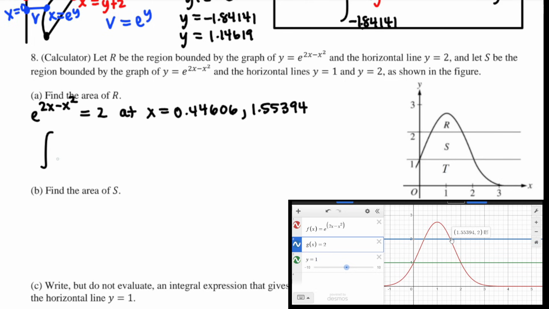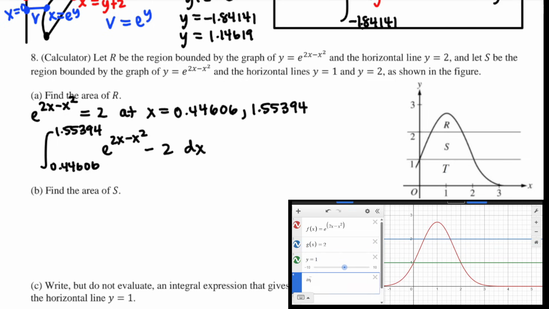So I'm going to integrate top minus bottom from 0.44606 to 1.55394. Top minus bottom would be e to the 2x minus x squared, minus bottom was 2. Or red minus blue when I'm over here on the calculator. Integral from 0.44606 to 1.55394 of red minus blue dx, and that's 0.514.